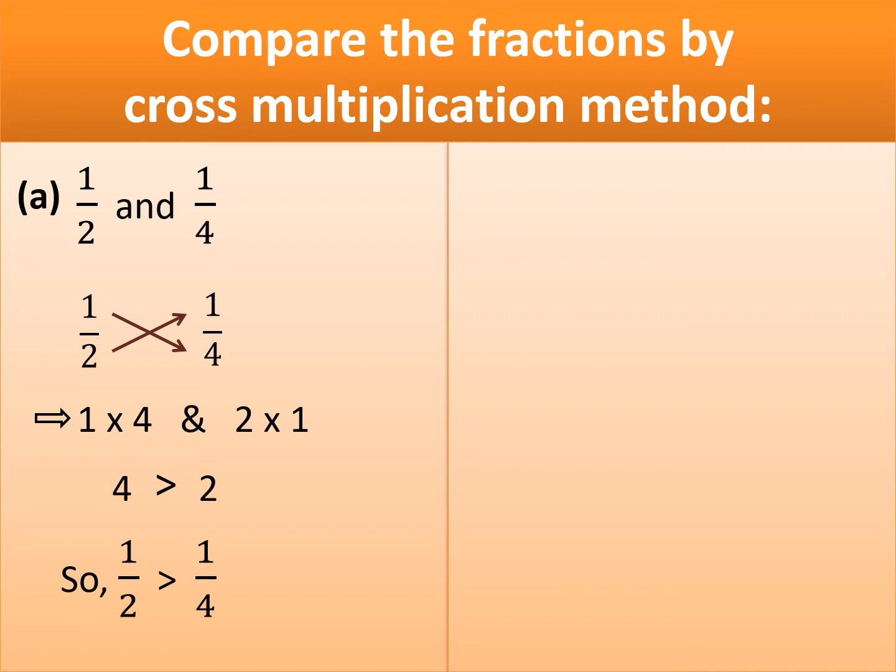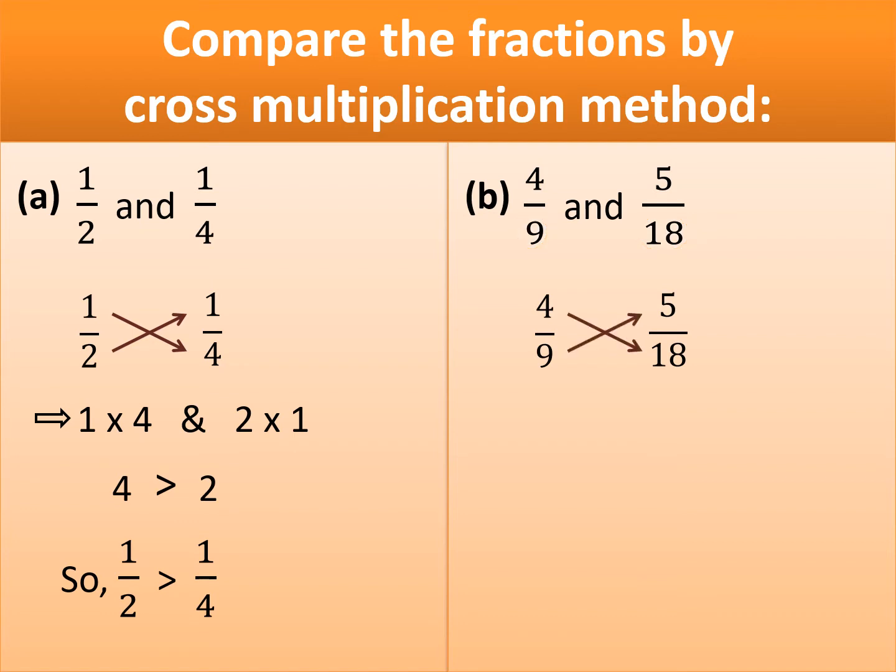Let us compare another pair of fractions. Question number B, 4 upon 9 and 5 upon 18. Again, we cannot compare the fractions if the denominators are different. So, we will compare the fractions by cross multiplication method. First, we will multiply 4 by 18 and 9 by 5.